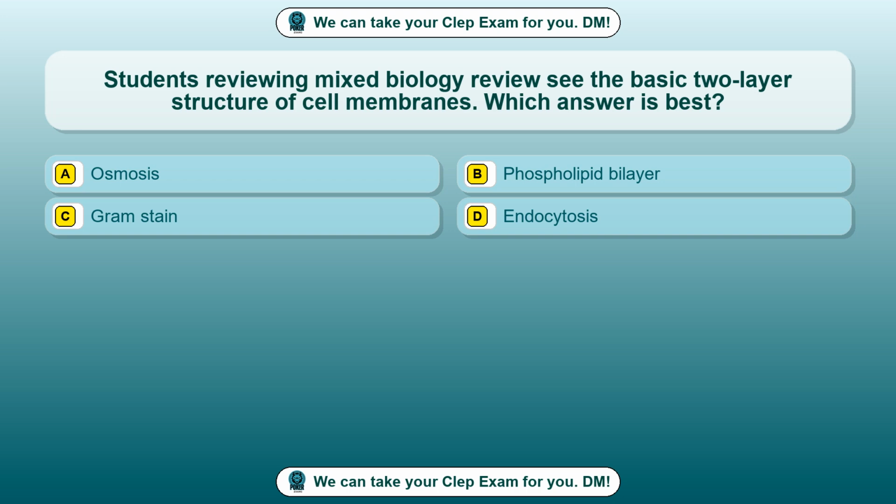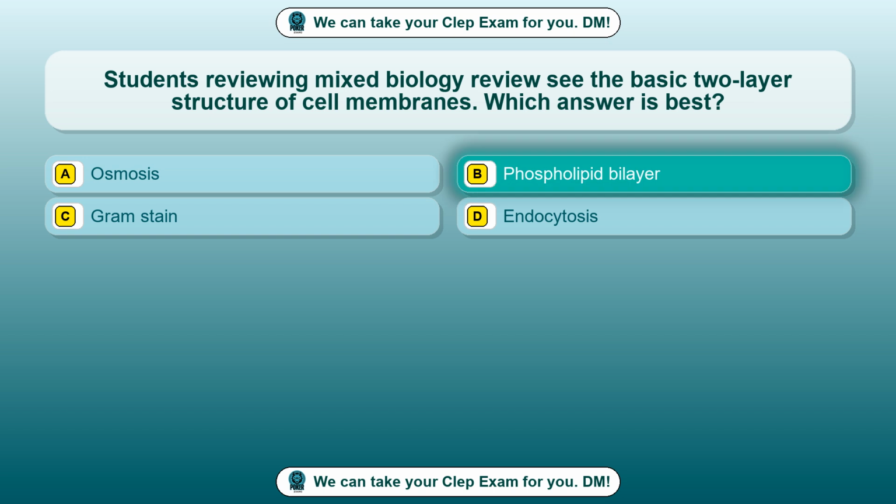Question 1. Students reviewing mixed biology review see the basic two-layer structure of cell membranes. Which answer is best? Option A, osmosis. Option B, phospholipid bilayer. Option C, Gram stain. Option D, endocytosis. The correct answer is option B, phospholipid bilayer.